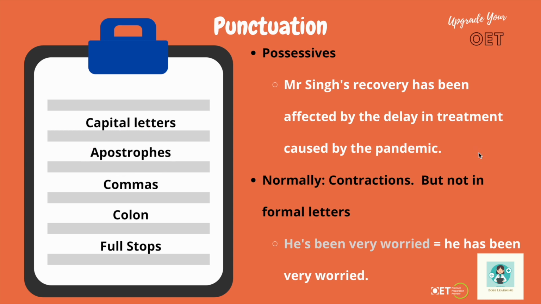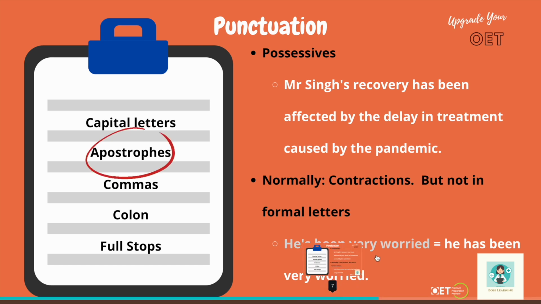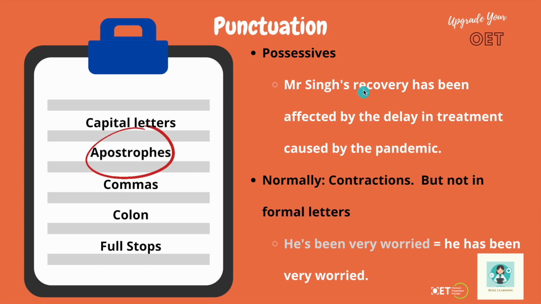Normally, we also use apostrophes in contractions, but because we can't use contractions in formal letters, such as you'll be writing in the OET, don't worry about that. In normal, everyday emails, things like that, you'll see things like he's been very worried, which means he has been very worried. But in the OET, stick to the formal please and write everything out. So the only real apostrophe you need to worry about is making sure you've got correct is the possessive.